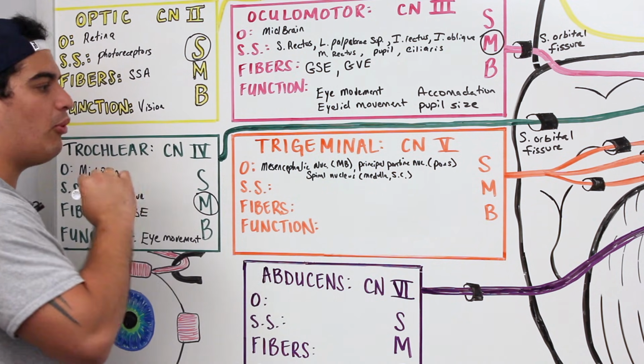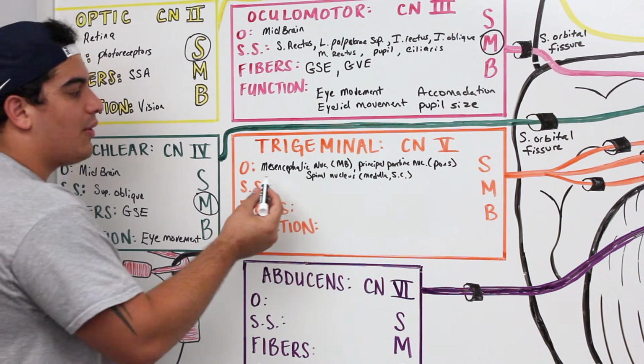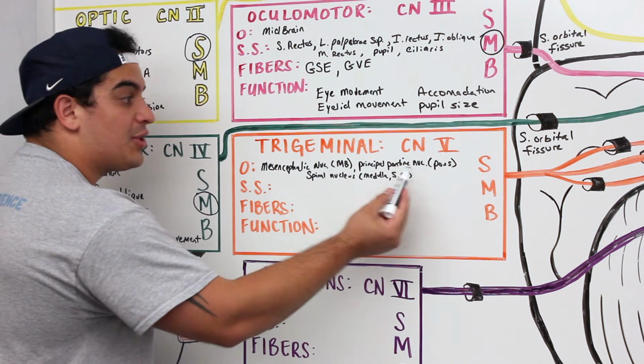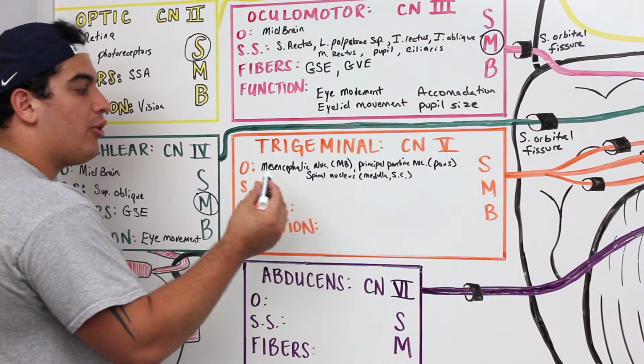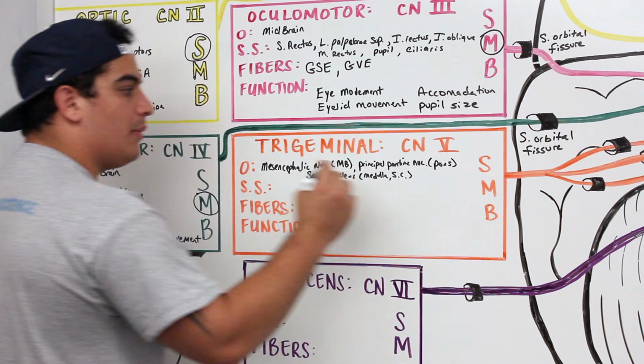But then there was also another point of origin there. Remember, these were for a lot of the sensory fibers. We also had the trigeminal motor nucleus that was also located primarily within the pons.